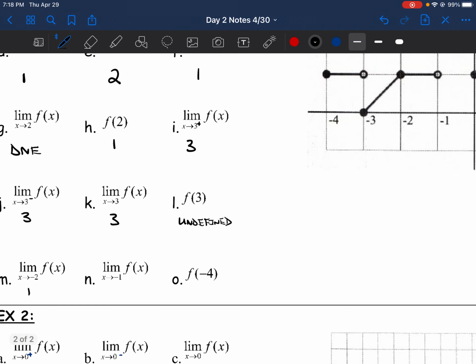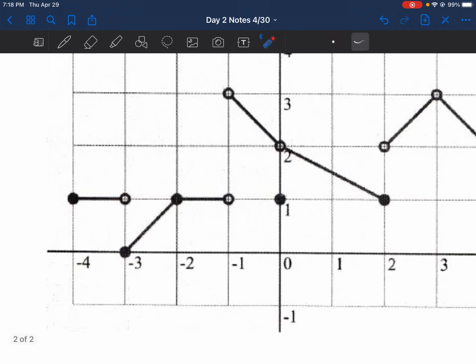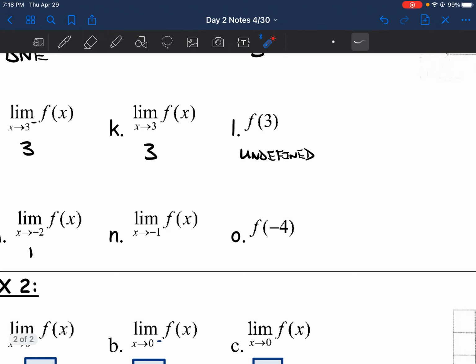Okay, so let's look at the limit of f of x as x approaches negative 1. So all right, here we are, negative 1 on the x-axis. If we approach from the left side, or from the right side rather, the y values are getting closer to 3. But if we approach from the right side of negative 1, the y values are getting close to 1. So the left-sided limit and the right-sided limit are approaching two different values, so this limit does not exist.